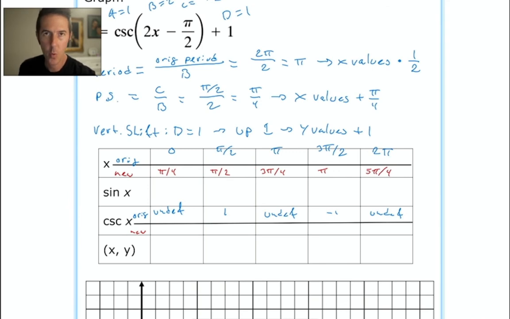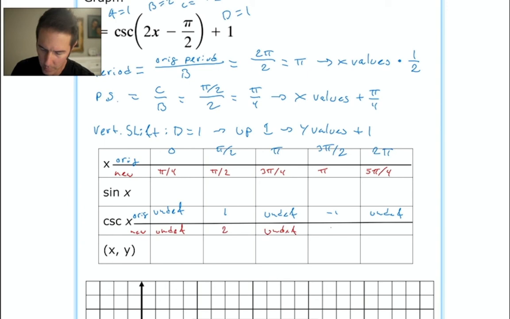Now let's modify our y values. This is much easier. All we have to do is add 1 to them. At undefined, this is a vertical asymptote. You shift a vertical asymptote up 1 unit, and what do you get? Still have a vertical asymptote. 1 goes up 1, becoming a 2. Undefined goes up, still undefined, still a vertical asymptote.